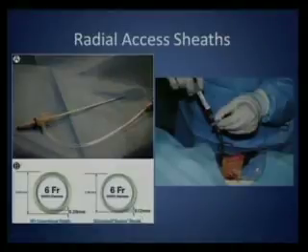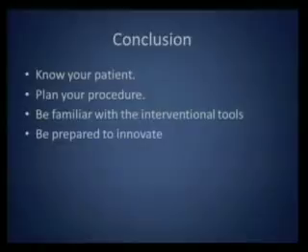There are also sheaths in radial access, like a 5 French sheath, whose outer diameter is 6.5 but can accommodate a 6 French catheter. So radial access has some different sheaths.